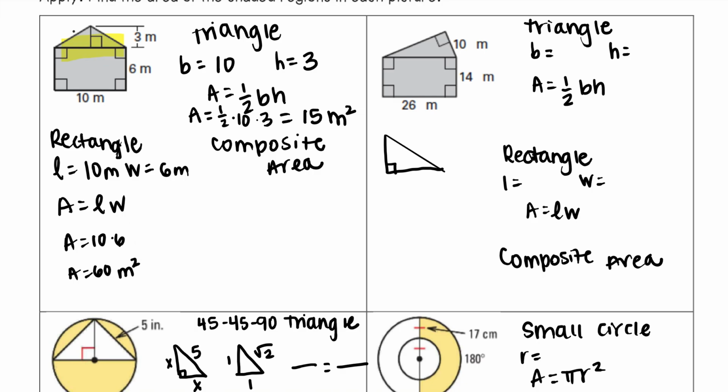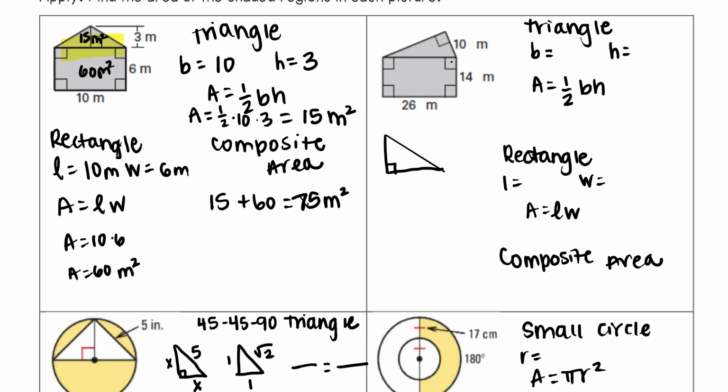So separately, we've got a total of 15 meters squared up here for our whole triangle and 60 meters squared for this whole rectangle. Composite area comes from just adding those two together. So we'll be left with 75 meters squared for our composite area of that shape.